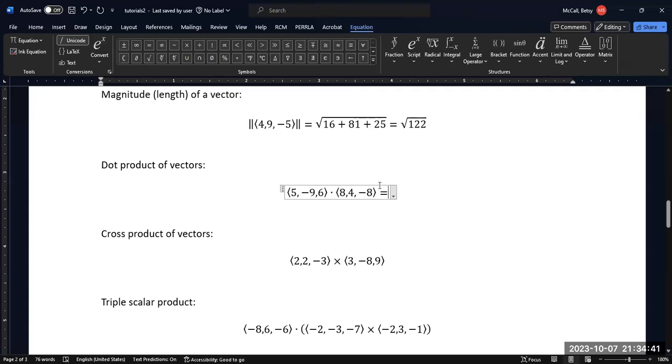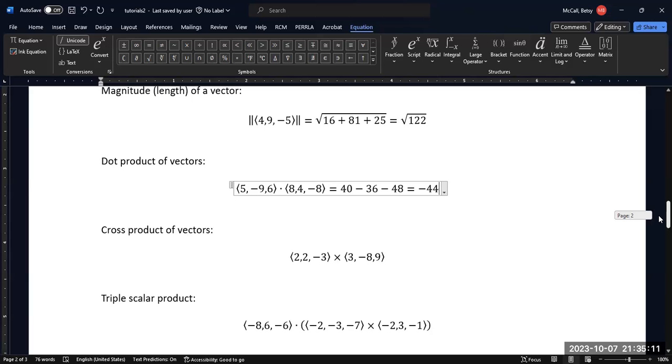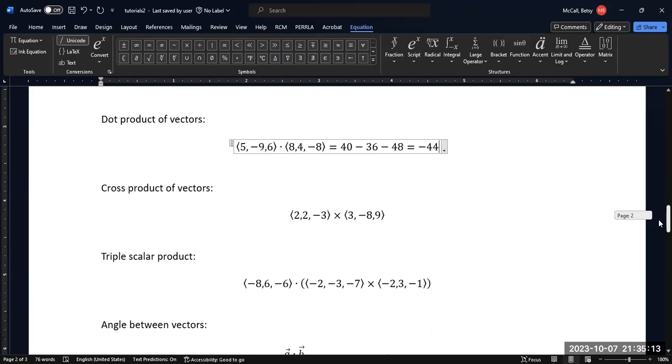So here, 5 times 8 is going to give me 40. -9 times 4 is going to give me -36. And then 6 times -8 is -48. And then I am going to perform this arithmetic. And I get -44. Again, it is a scalar. It is a number. Now, we're going to see the dot product show up again in some of our more complex formulas, but just as an introduction, this is our basic example.